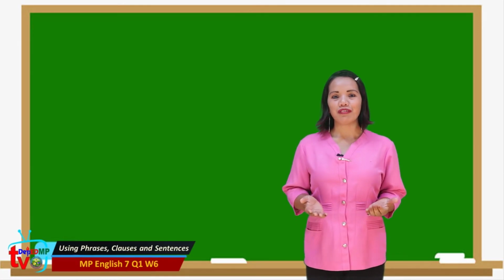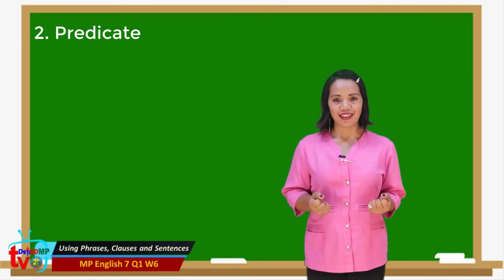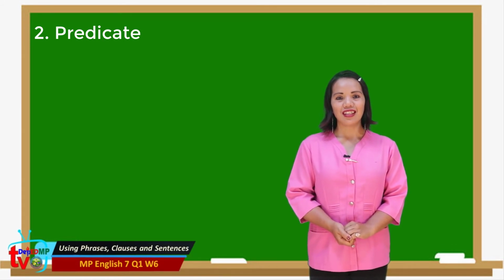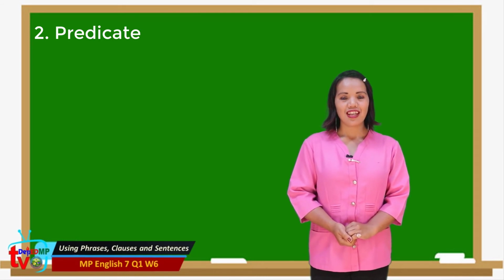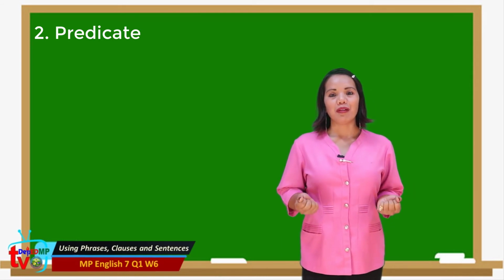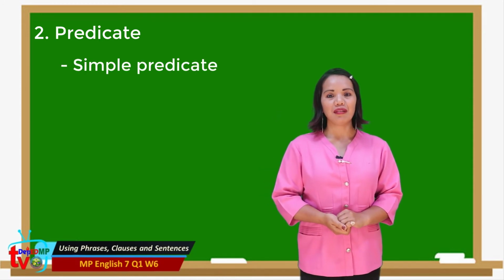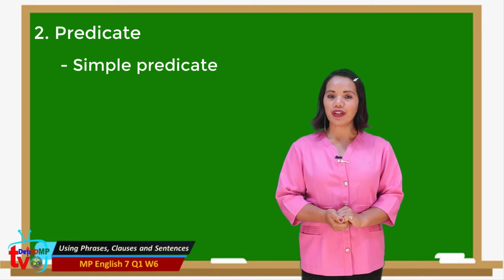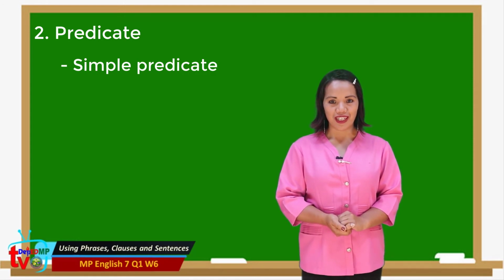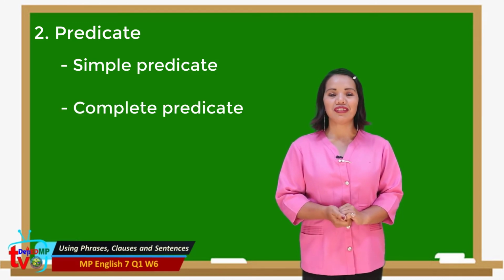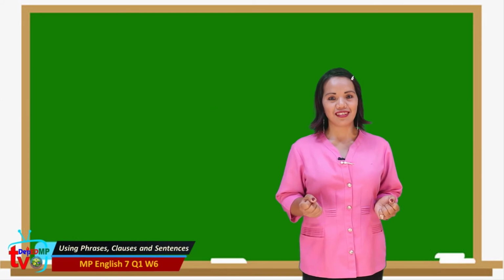The second part of a sentence is the predicate. The predicate tells what the subject does or has. It can also tell what the subject is or is like. Just like the subject, a predicate also has two types, namely the simple predicate, which is the main word or word group in the complete predicate, where the predicate is always a verb, and the complete predicate, which includes all the words in the predicate of a sentence.